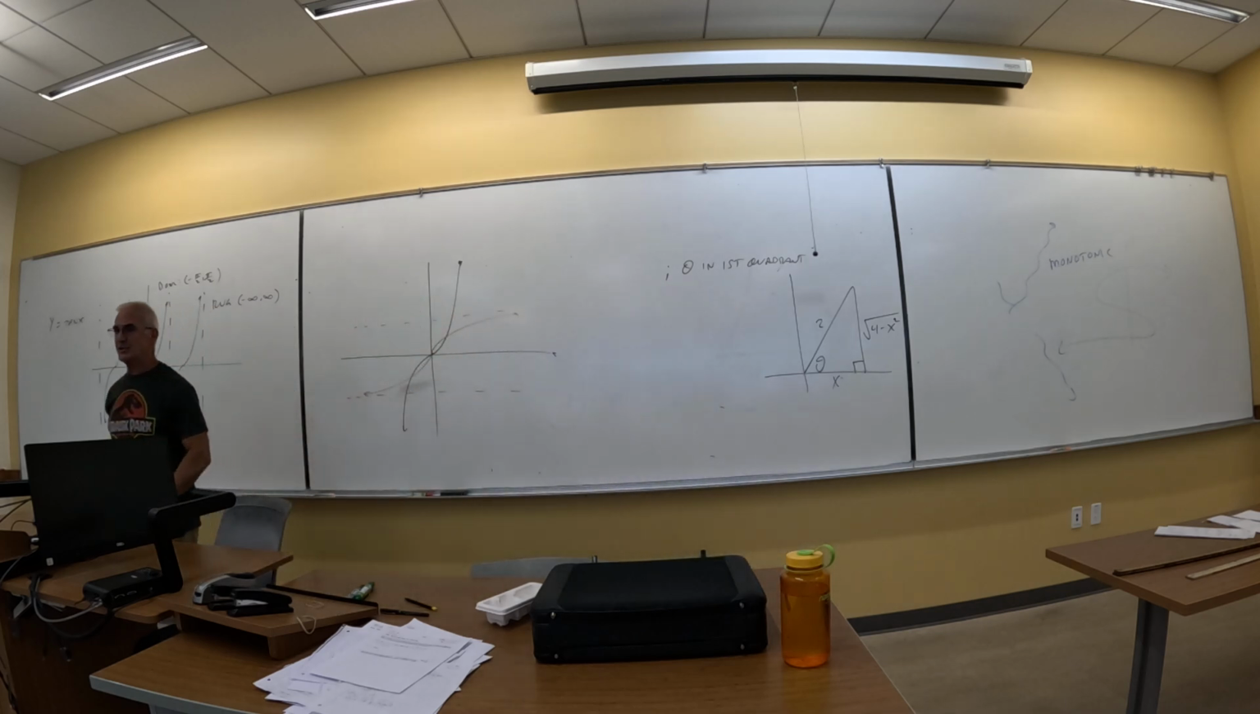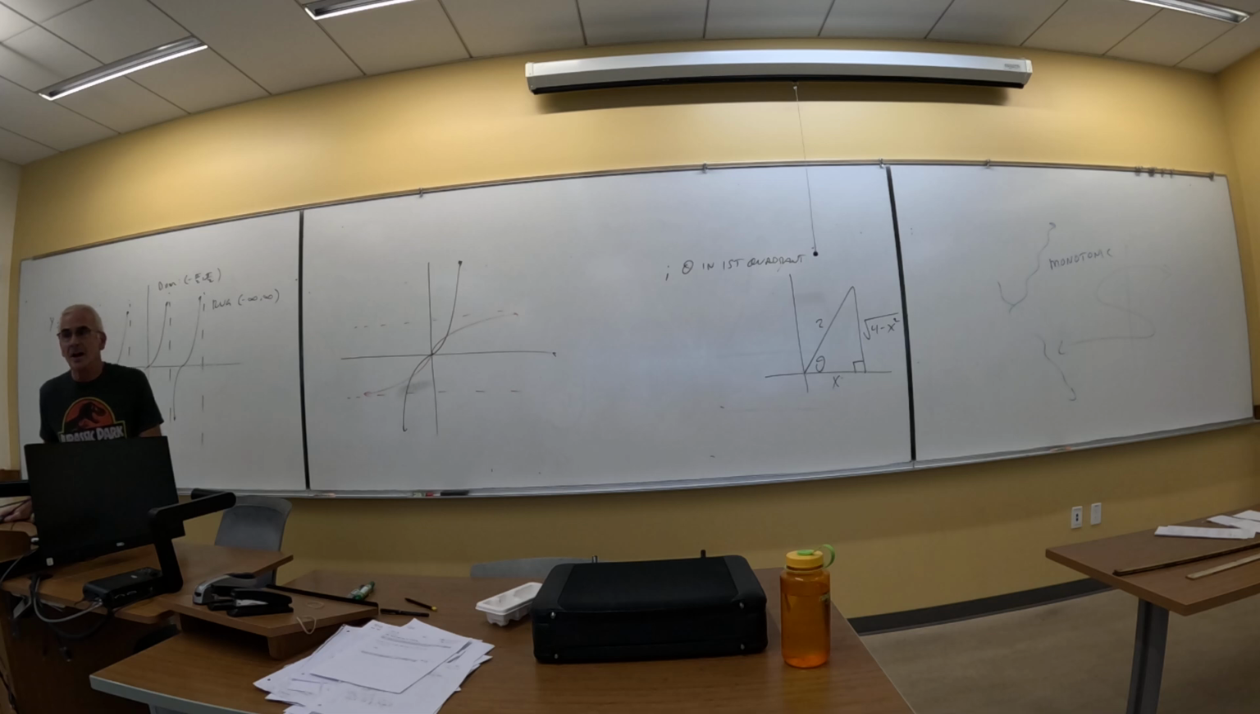So inverse tan returns an angle between negative pi over 2 and pi over 2, just like inverse sine, except inverse sine can actually give you back the endpoints. Inverse tangent is an open interval. Those are the big three.